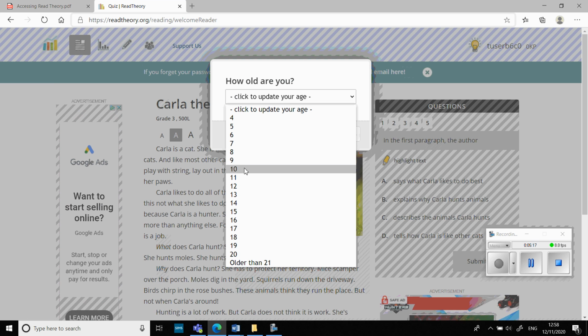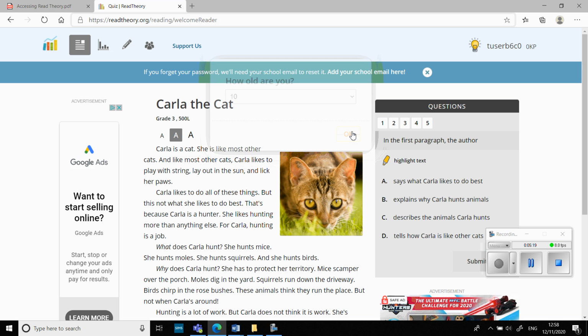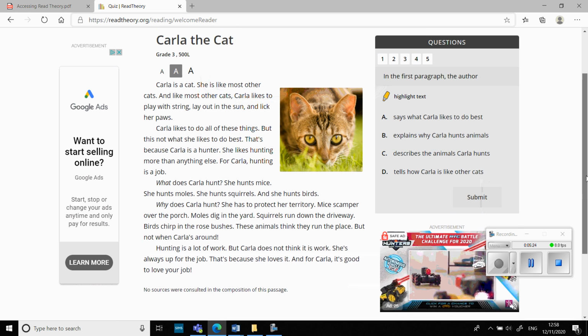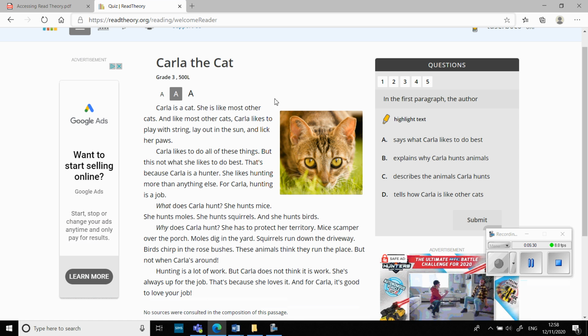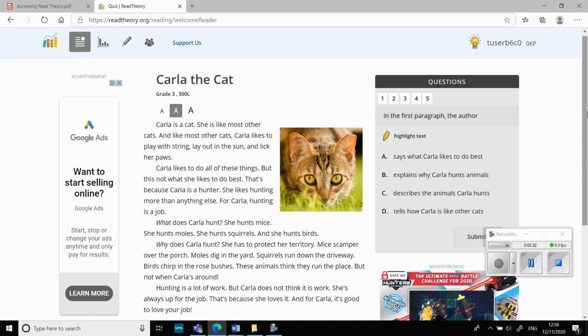You can enter your age, which will be 10 or 11. I'll put 10. And then it's put me on a starting point depending on how well I did on that pre-test. Okay. This is where you start to earn knowledge points. This is where you do your first quiz. And my first quiz is 5 questions long, and it's all about Carla the cat. So I'd read through all about Carla the cat, and then I begin to answer the questions.